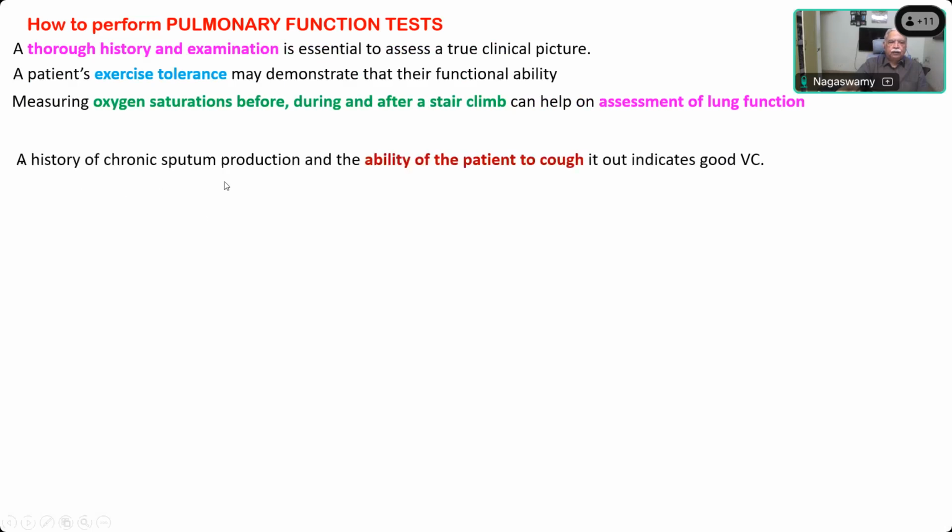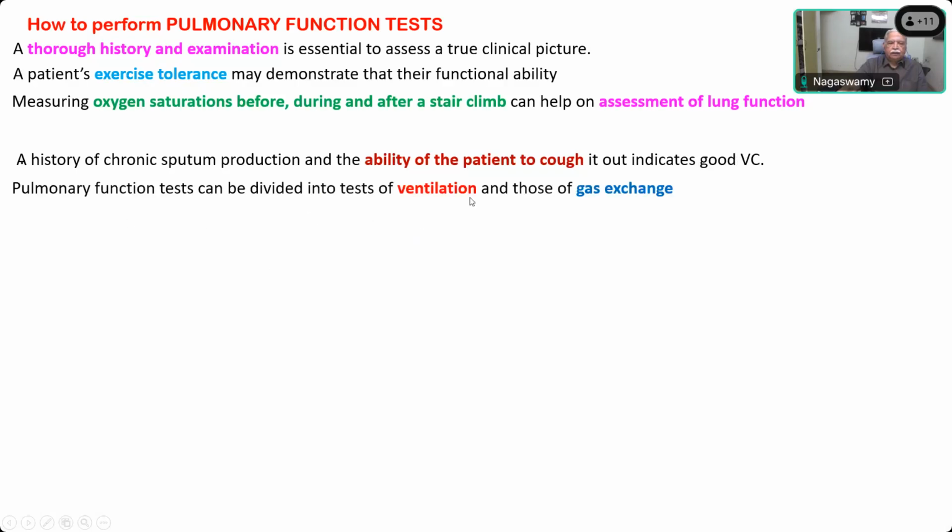And the history of chronic sputum production and the ability of the patient to cough indicate that he has a good vital capacity. If the patient is able to cough out the secretions in the respiratory tract, it means he has a good vital capacity. The very term vital capacity indicates the ability to keep your respiratory tract clear of the secretions which are inherently produced, or preventing an aspiration. That is the main function of your vital capacity.